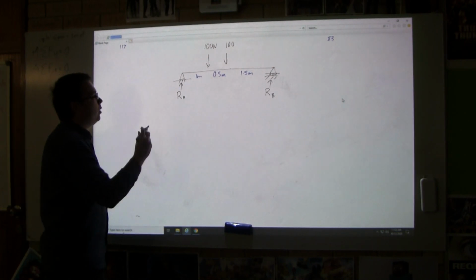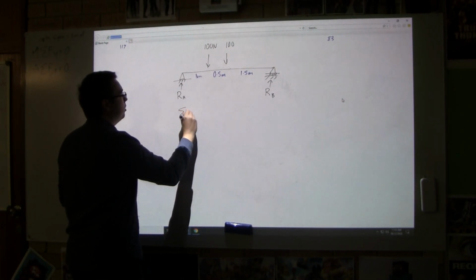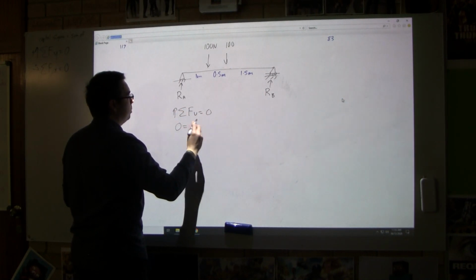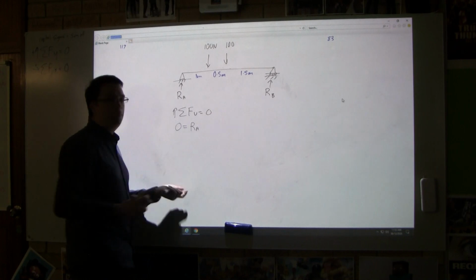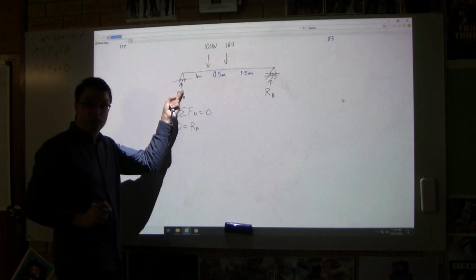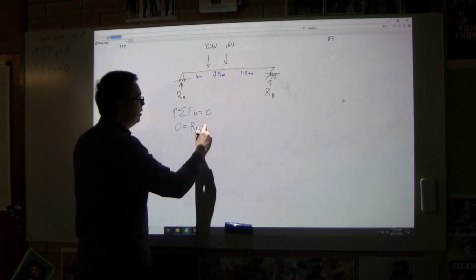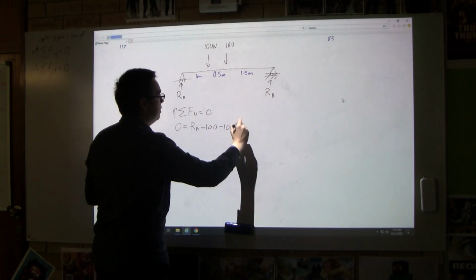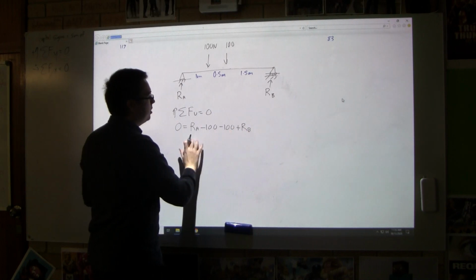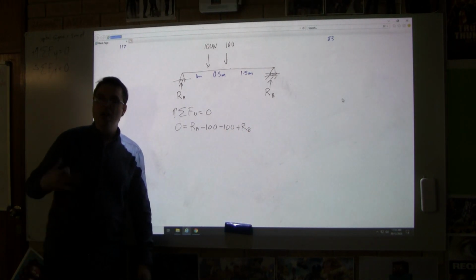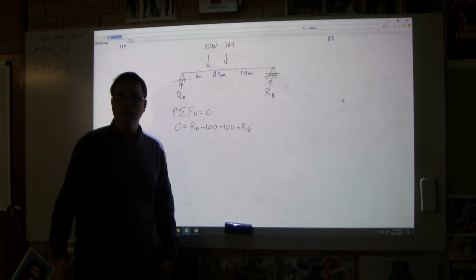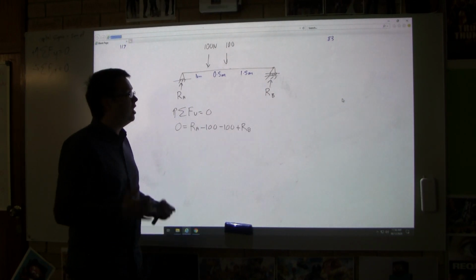Now, what we know is that because the sum of the forces vertically equals 0, we know that 0 equals RA. I made that positive because see how this is going up? I predicted that it's going to go up. Minus 100 plus RB. The problem is I have 2 unknowns. I can't solve a problem with 2 unknowns. Well, I can if I use simultaneous equations. But at the moment, I don't have enough.